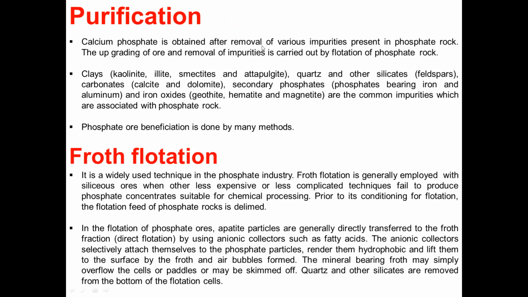So calcium phosphate is obtained after removal of various impurities present in the rock phosphate. The upgrading of ore and removal of impurities is carried out by flotation of phosphate rock.